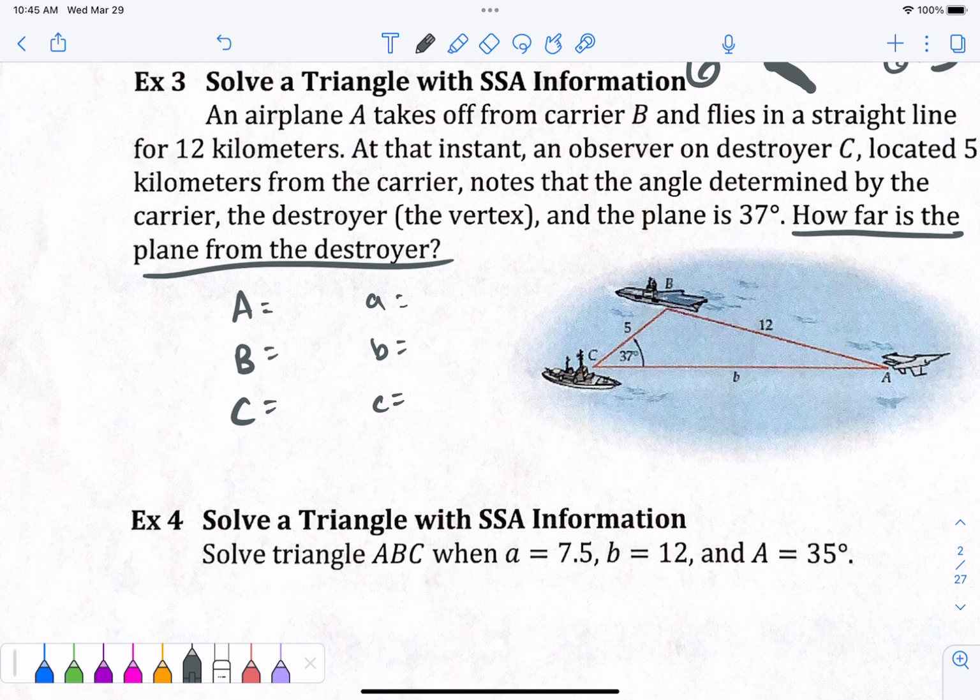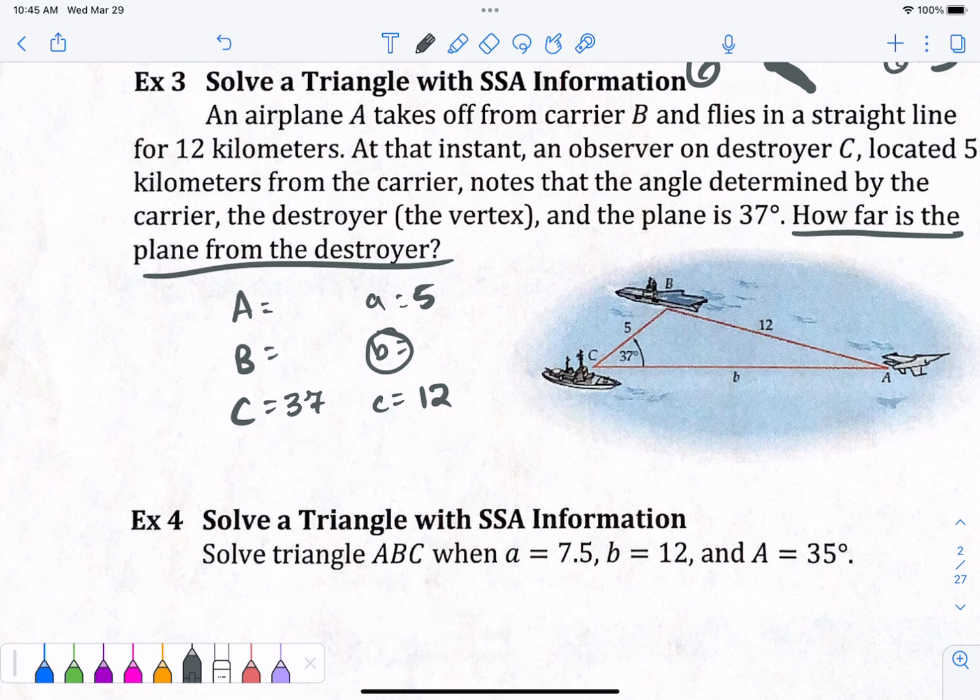So things that we know, what do we know? Little a is not 12. Which one's little a? Little a is 5. Which one's 12? Little c is 12. We're trying to solve for little b, okay? What else do we know? Capital C is 37. Okay, all right.